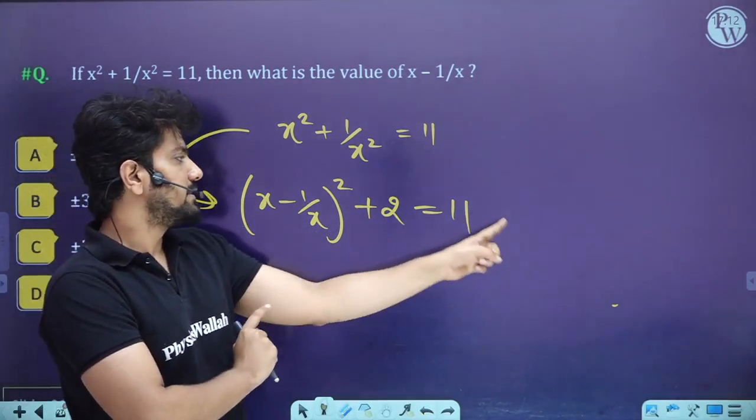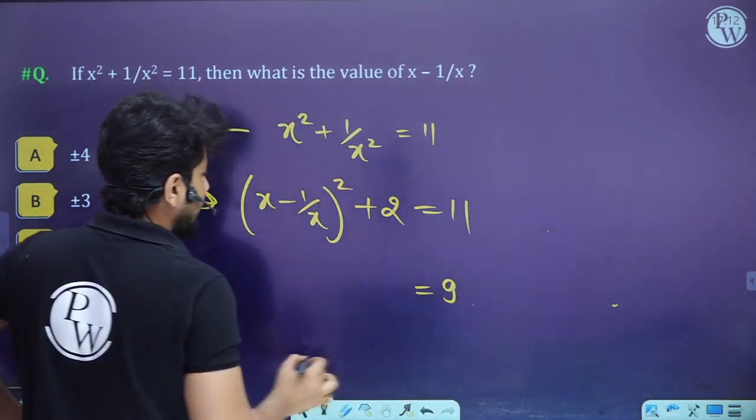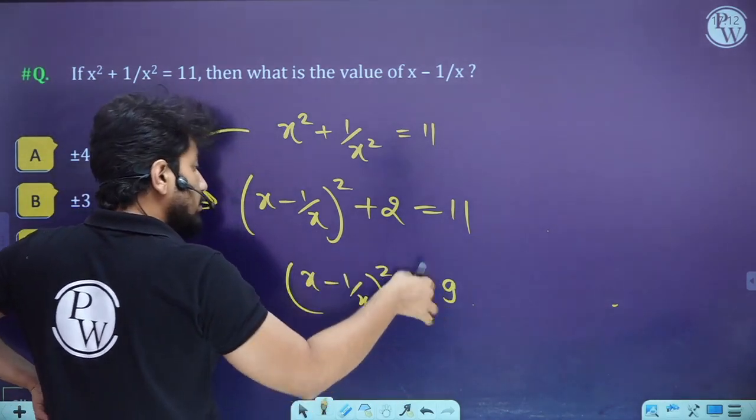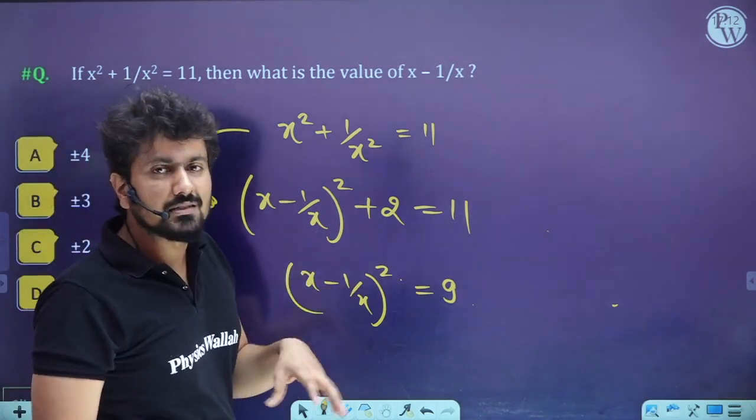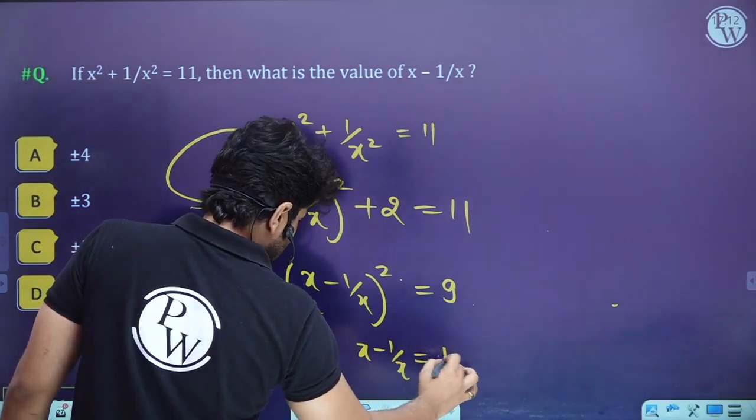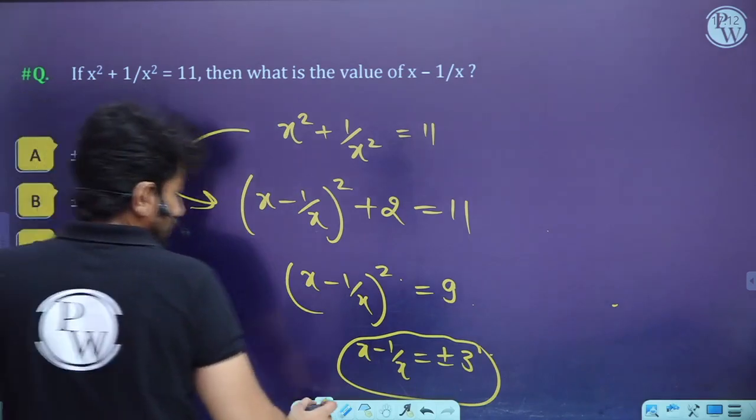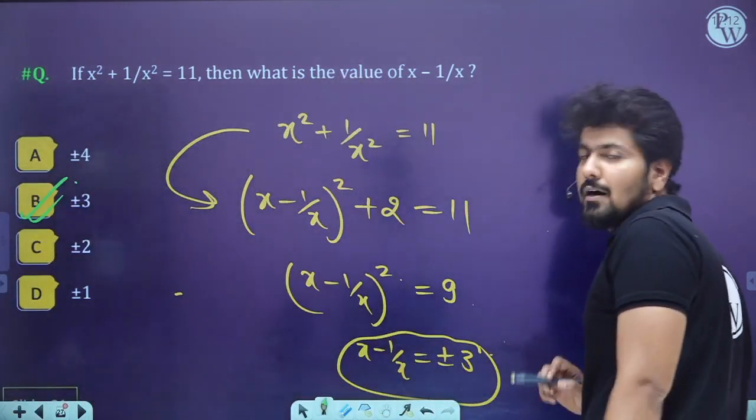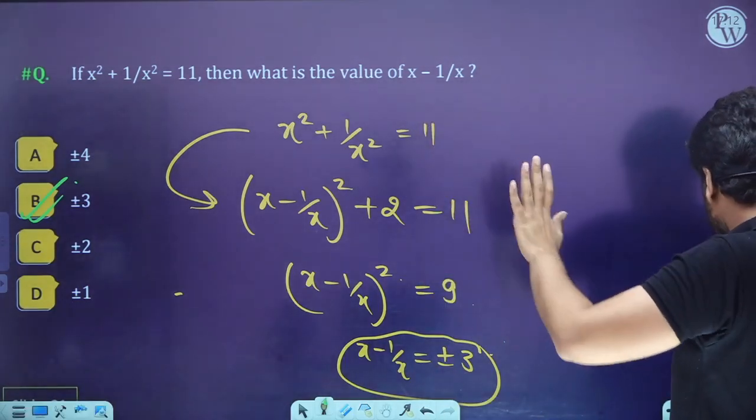Now we will transfer this 2 to the right hand side. We will get 11 minus 2 as 9 on the right hand side. So x minus 1 by x whole square is equal to 9. So whose square is equal to 9? Plus 3 or minus 3? So the value of x minus 1 by x is equal to plus minus 3. It can be either plus 3 or minus 3. Okay, not a big deal. Yeah, very easy. Very basic part, very easy part, but important.